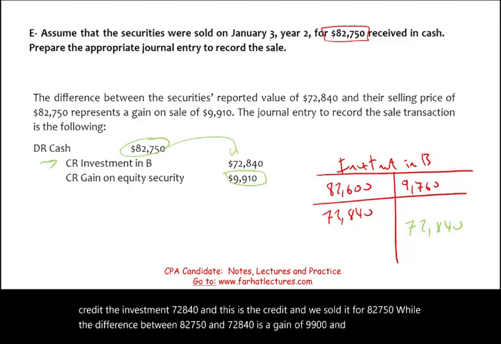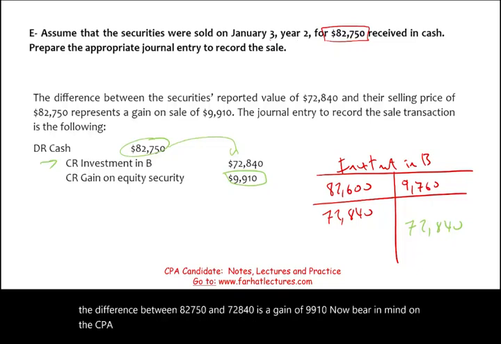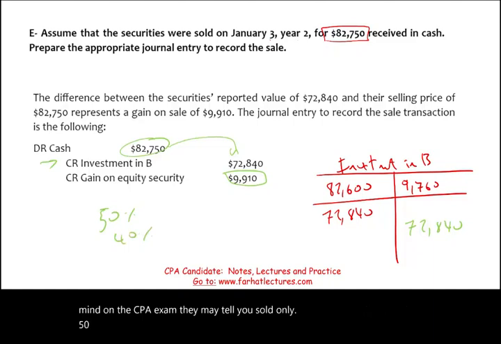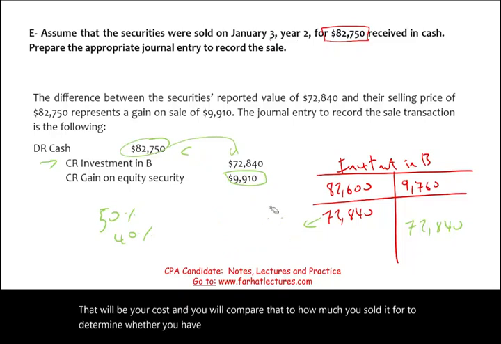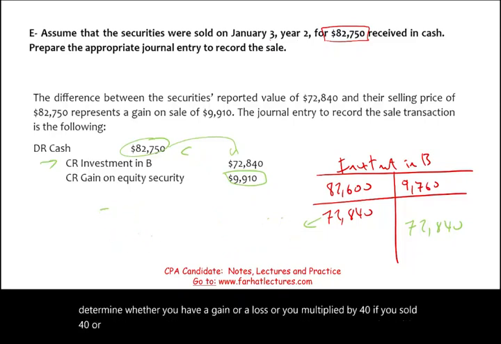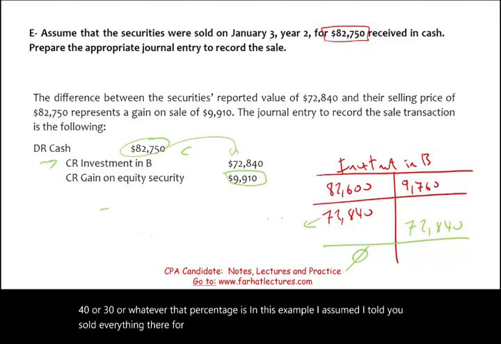Now, bear in mind, on the CPA exam, they may tell you you sold only 50% or 40%. So what you do is, if you sold only 50% of this, you will take $72,840 times 50%. That will be your cost. And you will compare that to how much you sold it for to determine whether you have a gain or a loss, or you multiply it by 40%, if you sold 40%, or 30%, or whatever that percentage is. In this example, I told you we sold everything, therefore the investment in B is gone.